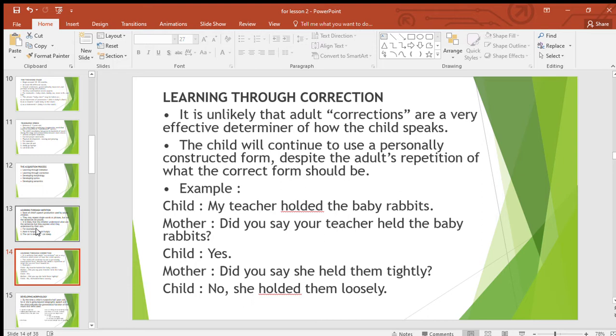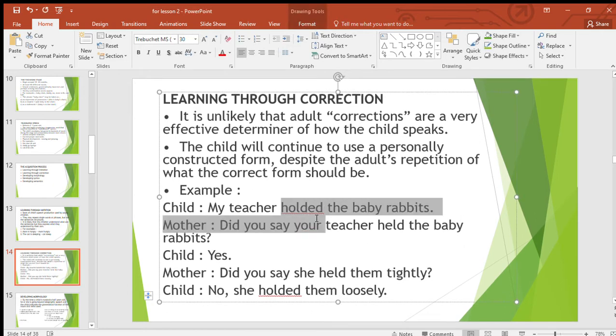For example, child: "My teacher holded the baby rabbits." Mother: "Did your teacher held the baby rabbits?" Child: "Yes." Mother: "Did you say that she held them tightly?" Child: "No, she holded them loosely." So the mother is trying to correct the child that it's not "holded," it's "held."